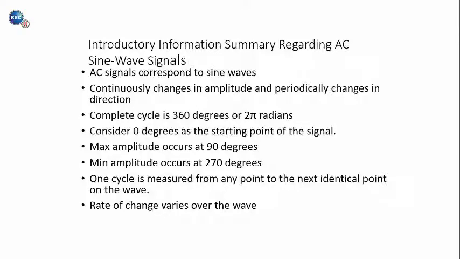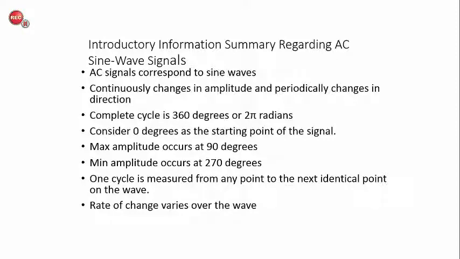We will consider 0 degrees as the starting point of the signal. The maximum amplitude occurs at 90 degrees. The minimum amplitude occurs at 270 degrees. And so by minimum amplitude, we mean the most negative. And so the max and the min have the same absolute value, though the maximum is positive and the minimum is negative. One cycle is measured from any point to the next identical point on the wave.